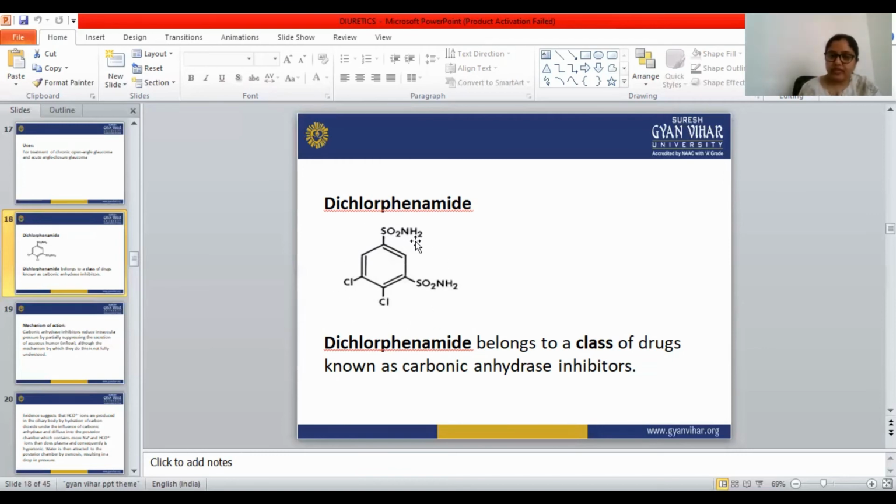At the first sulfonamide group, we can't add any substituent, because this is necessary. This unsubstituted sulfonamide group at the first position is necessary for the carbonic anhydrase activity. And at the 4th position, one chloride group or a bromide group will increase the activity of the drug. So here two chloride groups are there at the 4th position and the 5th position.